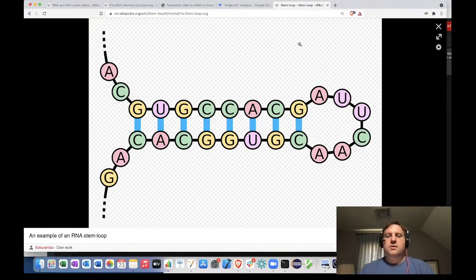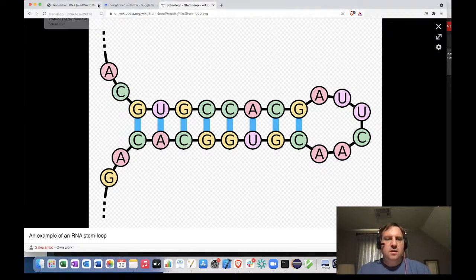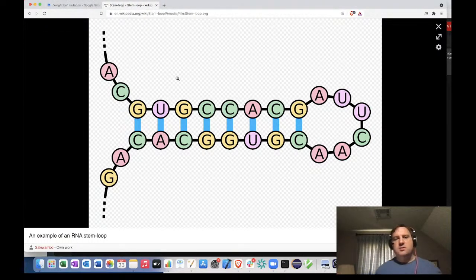All right. So today I wanted to talk about stem loop structures and their role in mutation. So stem loop structures occur in mRNA. Okay, so mRNA is single-stranded, right? So unlike DNA, DNA is double-stranded. It's base paired, and that keeps the code stable, keeps it from incurring mutations along the way.